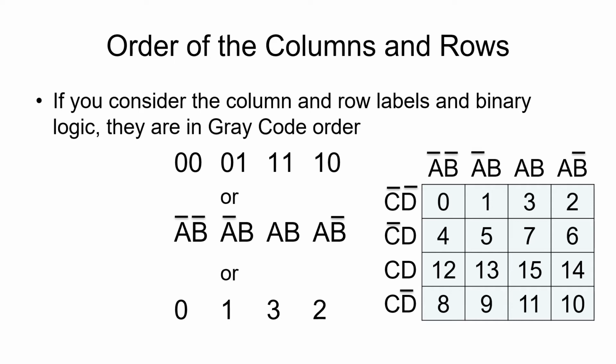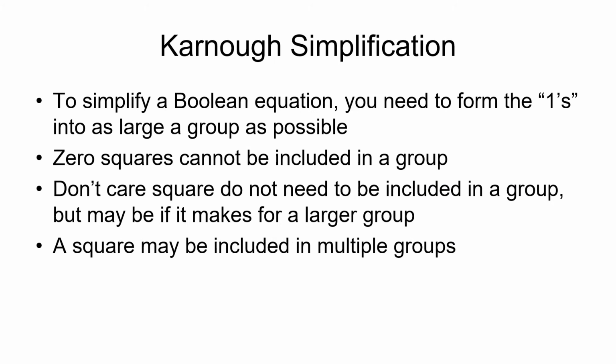The decimal values for all of the squares are shown in the table here. To simplify an equation using Karnaugh maps, you need to group all the ones into as large a group as possible. You cannot include the zeros in that group. The bigger the group you make, the simpler the equation is.